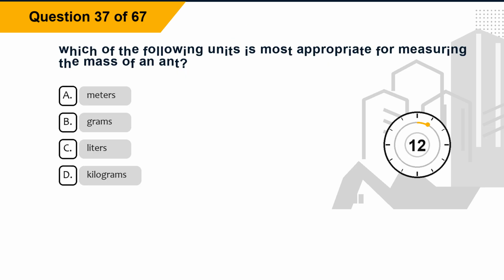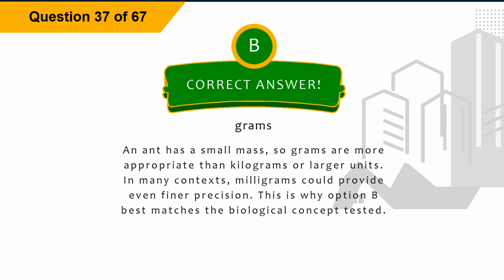Question 37. Which of the following units is most appropriate for measuring the mass of an ant? Option A, meters. Option B, grams. Option C, liters. Option D, kilograms. The correct answer is option B, grams.